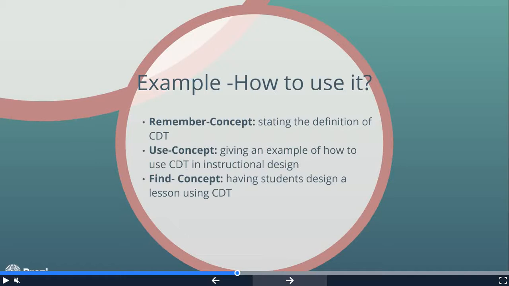Further, in the use concept cell, which means applying this concept to a specific case, I would write to give an example of how to use CDT in instructional design. Lastly, in the find concept cell, which means generalizing this concept to reality, I could write having students design a lesson using CDT. Guided by these three objectives, I could start my lesson by introducing the major knowledge of CDT, such as its definition, principles, and the CDT matrix, followed by having students write out the matrix and finishing the lesson by assigning the students to generate a lesson plan using CDT.